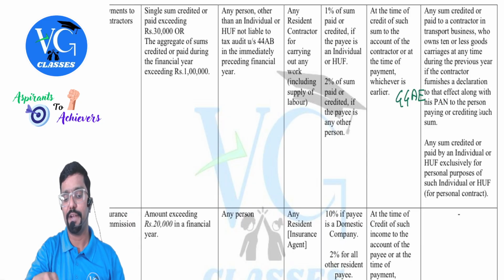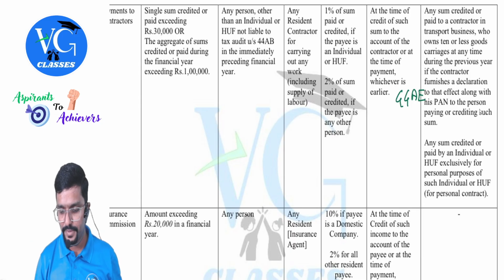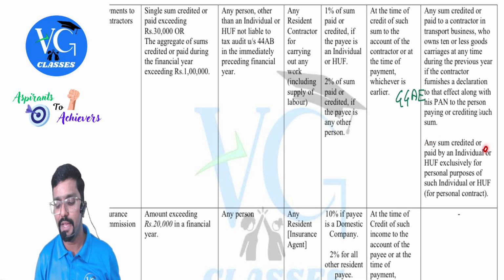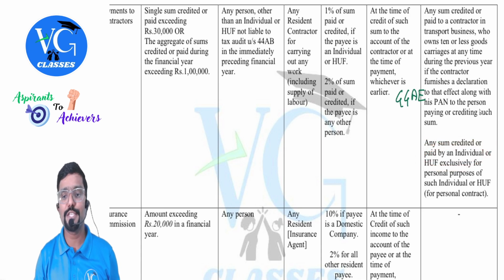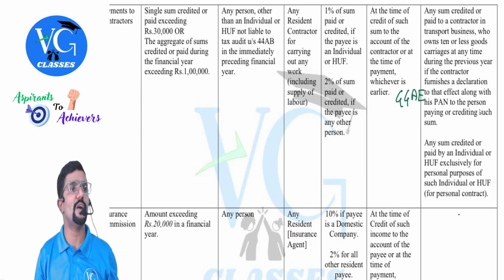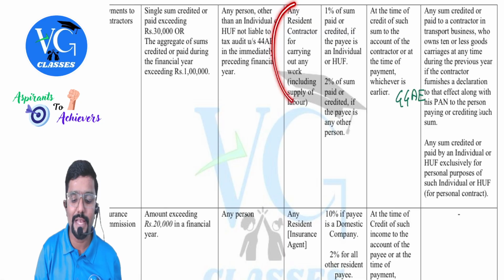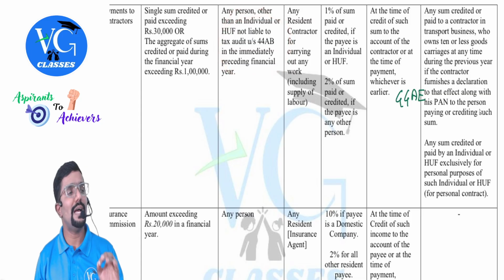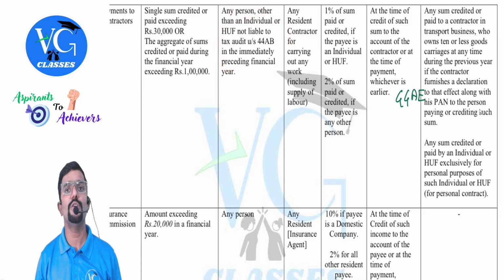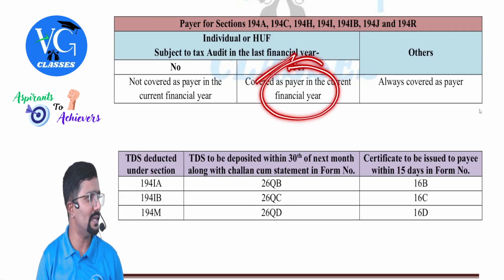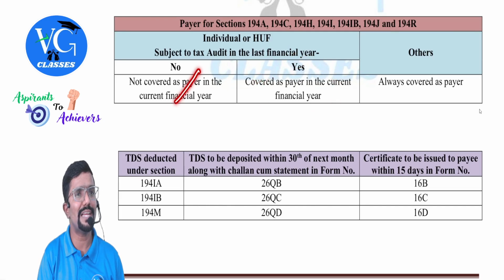Next, second point there. Any sum credited or paid by an individual or HUF. Who is the payer? Individual or HUF, exclusively for the personal purpose of such individual or HUF, for personal contract. First of all, guys, who is covered as payer here is any person other than individual or HUF who is not subject to tax audit. Sir, if individual or HUF is subject to tax audit, are they covered as payer? Yes. What if they are not subject to tax audit last year?